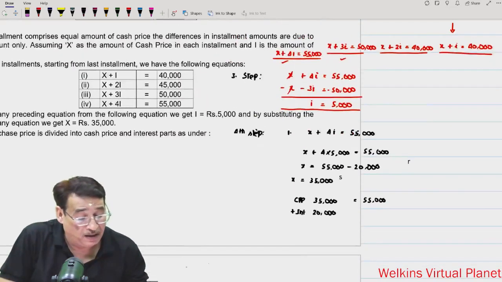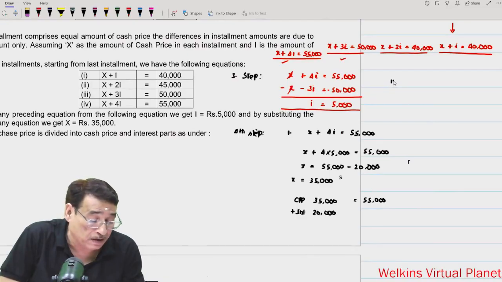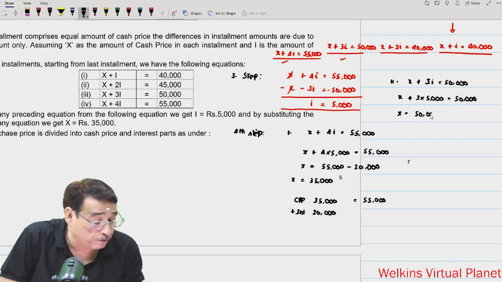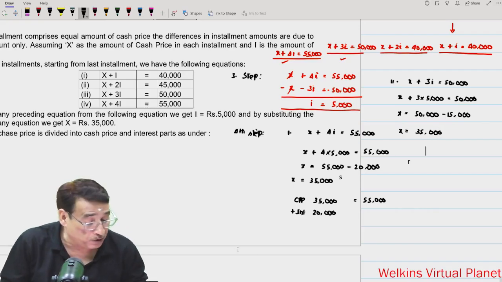Similarly, under the second installment, if I compute the second installment, now second installment is x plus 3i is equal to 50,000. Now I will substitute the value of i, which is 5,000. That is equal to 50,000. Or x is equal to 50,000 minus 15,000. Or x is equal to 35,000. What is x? X is your cash price portion. Is it clear to you or not?